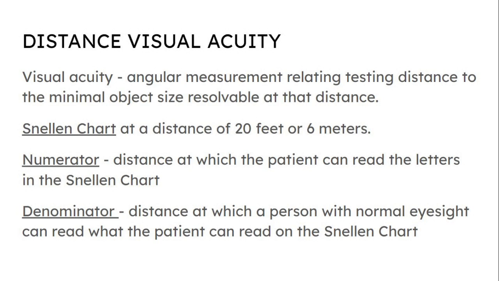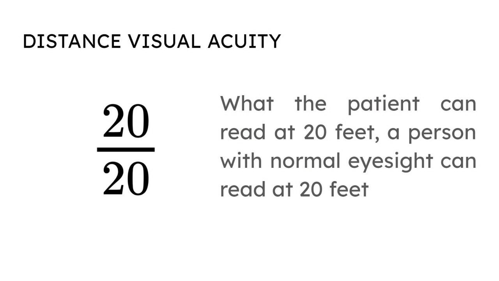The numerator corresponds to the distance at which the patient can read the letters in the Snellen chart. The denominator corresponds to the distance at which a person with normal eyesight can read what the patient can read on the Snellen chart. The normal visual acuity is 20/20. What the patient can read at 20 feet, a person with normal eyesight can read at 20 feet.